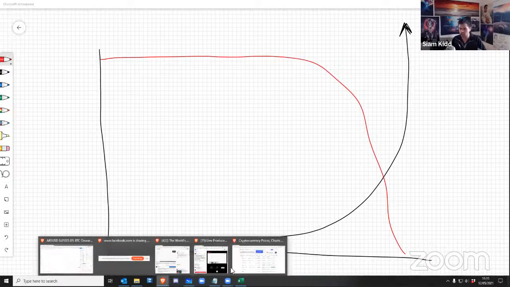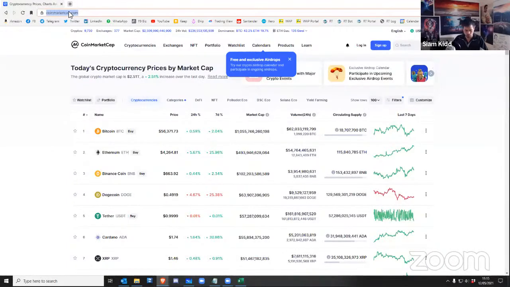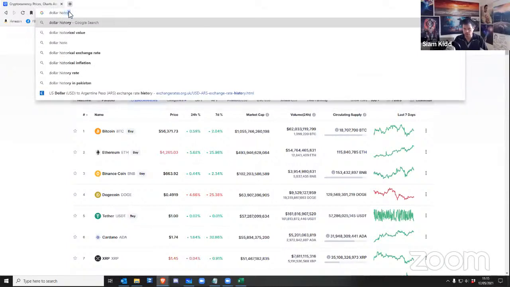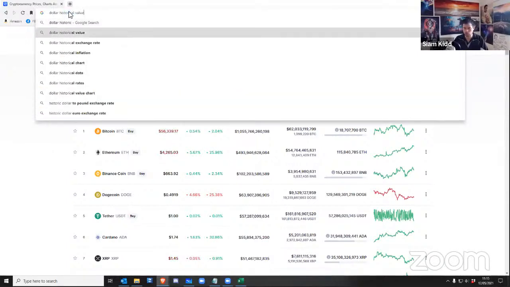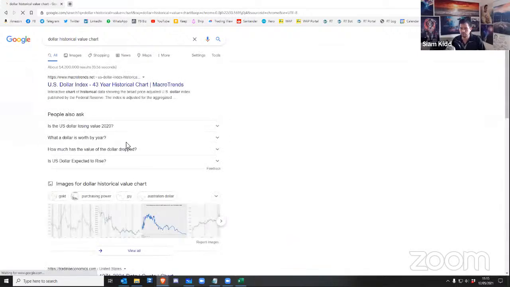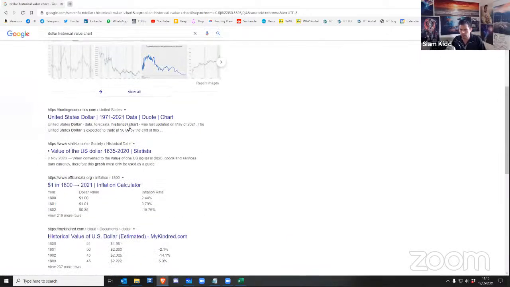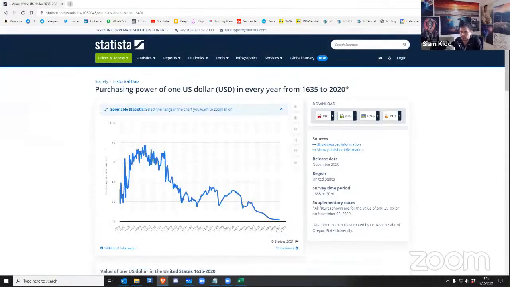And if you ever want any shits and giggles, just go to Google and type in dollar historic value chart. Here we go: value of the US dollar from 1635 to 2020. Oh, wow, look at that. Basically, the dollar has led a painful, slow death since 1695, and since then it's been dying.